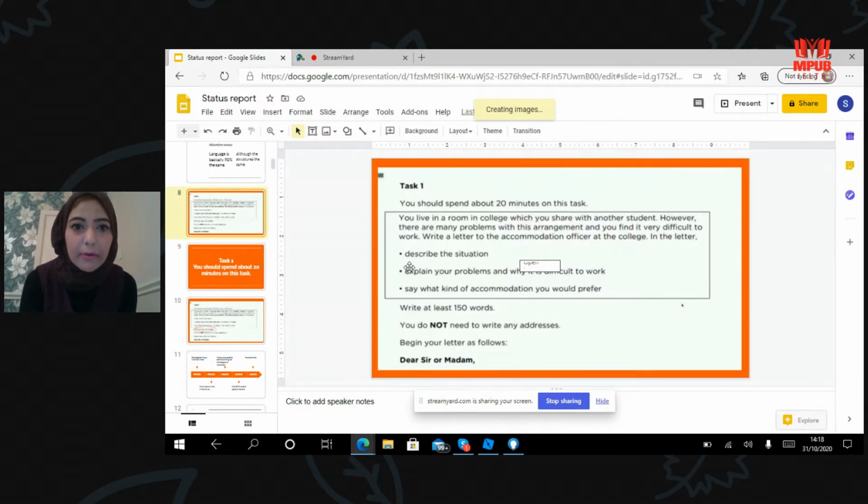So these 3 bullet points here are the questions. One's asking you to describe the situation, one's asking you to explain your problems and why it's difficult to work, and the third one is asking you to say what kind of accommodation you would prefer. So there are 3 questions and they want to see you answering these 3 questions in your letter.